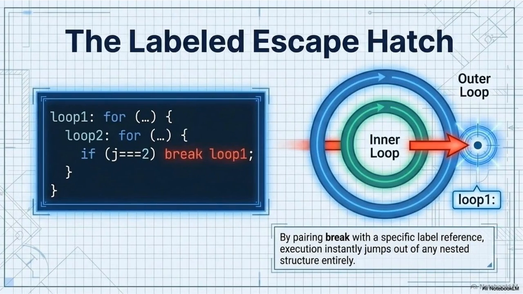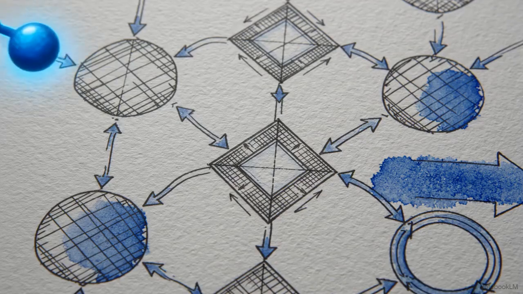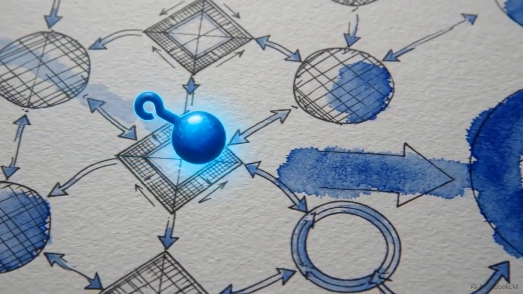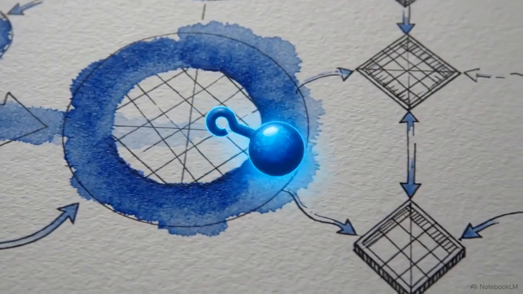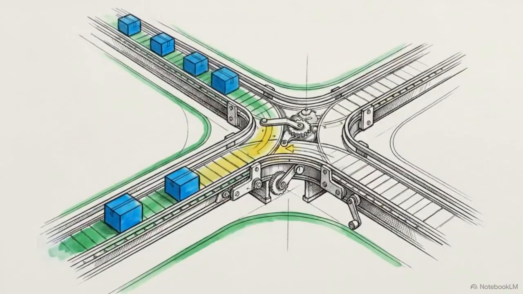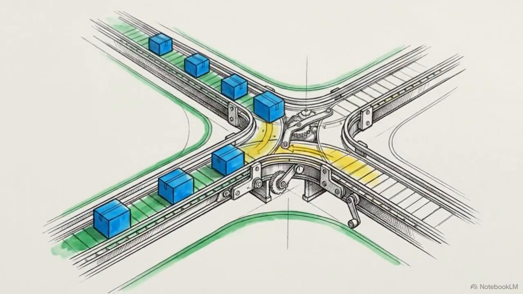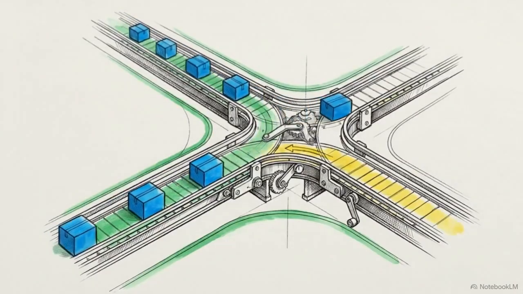As seen in this graphic, the thread instantly blasts out of the entire nested structure, landing exactly where you told it to. By stringing loops, conditionals, and labeled jumps together, we gain total, precise directional control over JavaScript's single execution thread. But even with perfect control flow, the system still has a major weakness.